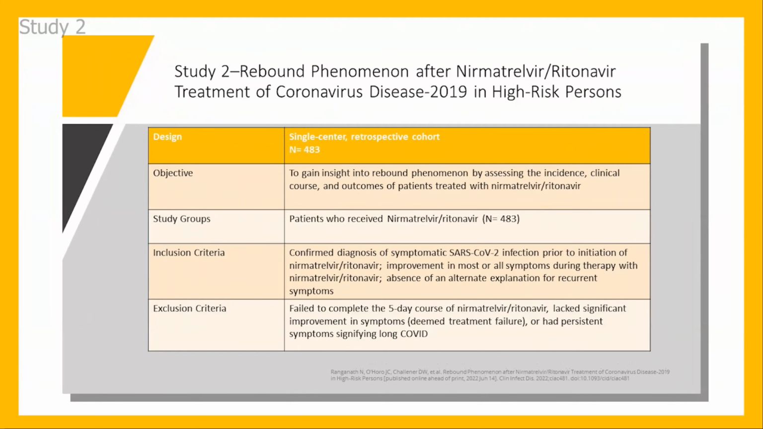Patients were included if they had confirmed diagnosis of symptomatic SARS-CoV-2 infection prior to initiation of nirmatrelvir or ritonavir, improvement in most or all symptoms during therapy with nirmatrelvir or ritonavir, and absence of an alternate explanation for recurrent symptoms. Those who failed to complete the 5-day course of nirmatrelvir or ritonavir, lacked significant improvement in symptoms, or had persistent symptoms signifying long COVID were excluded from the study.